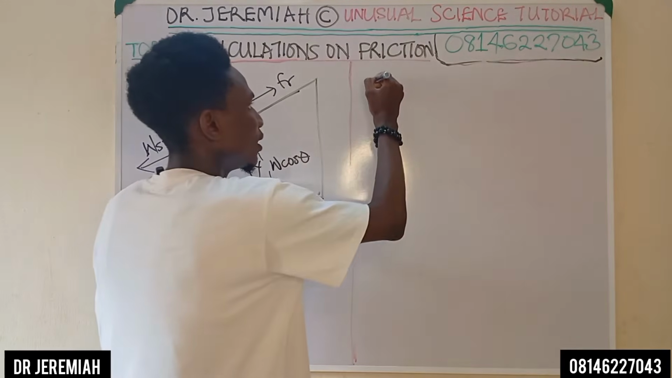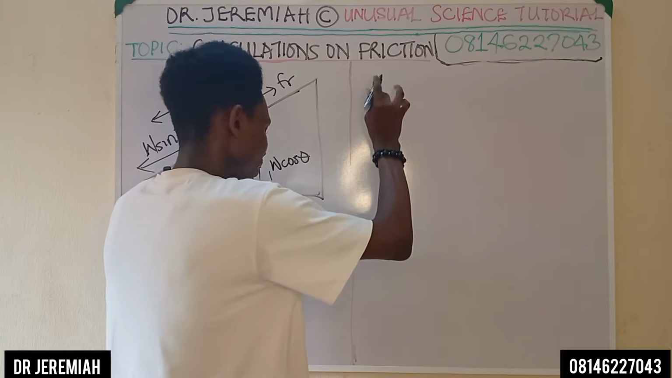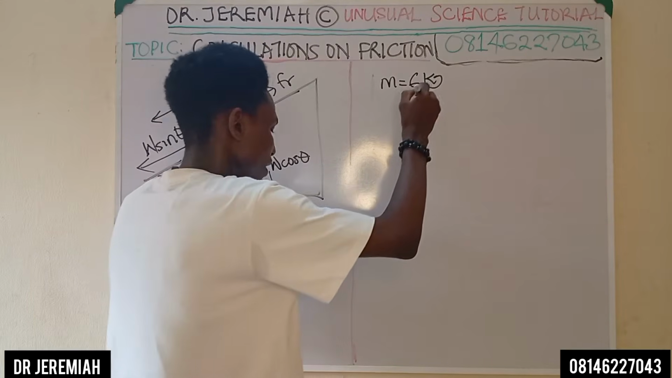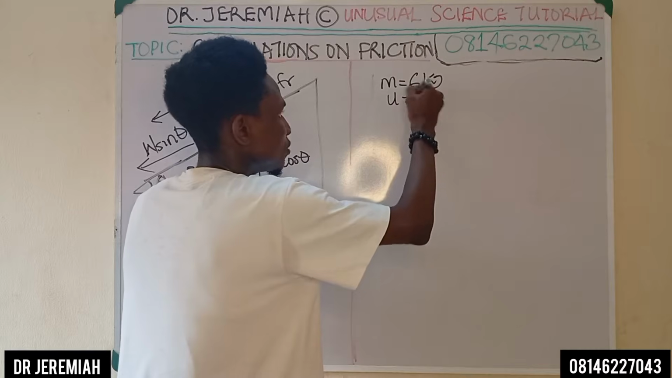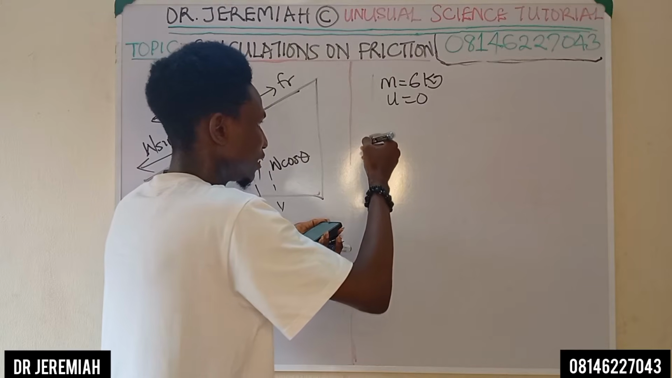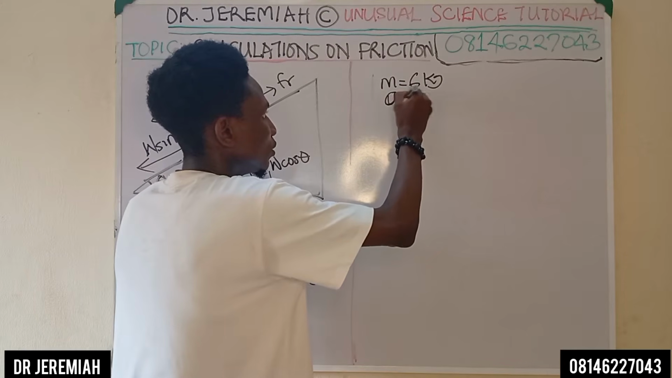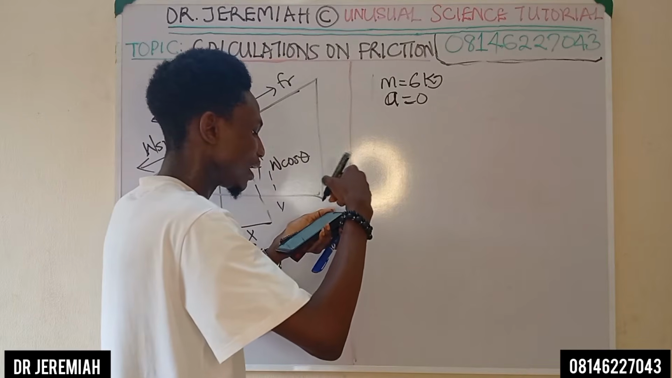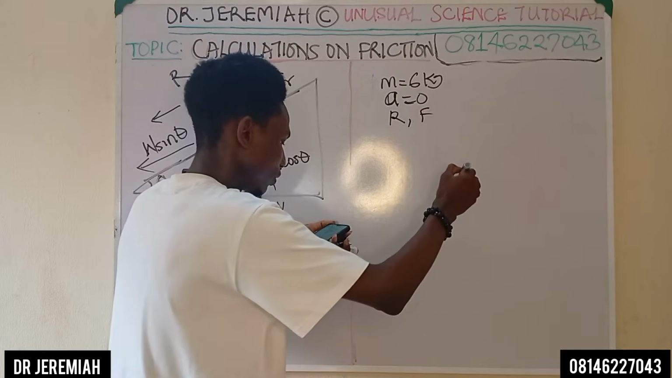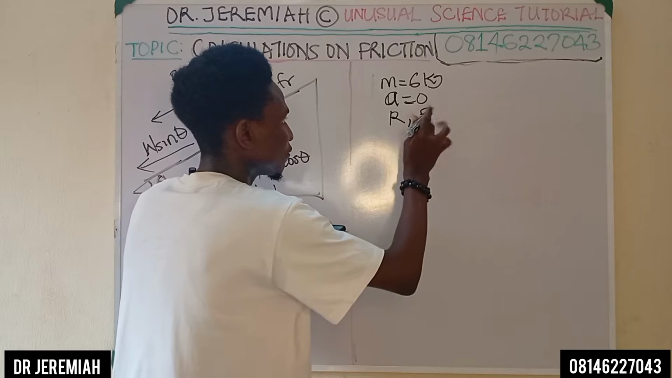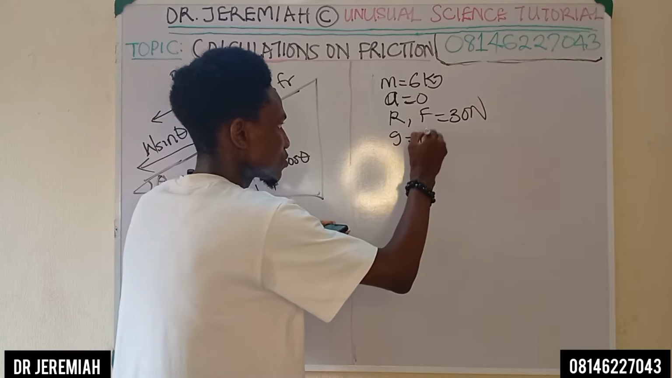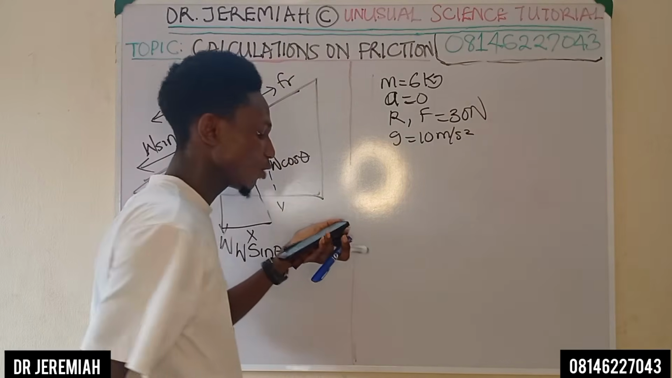Now I thought we'll solve this question very fast. Let's first write our parameters, so we know what to do quickly. 6 kg rests on an inclined plane, so u equals 0 since it's at rest, and a equals 0. The normal reaction is R and the limiting friction is F. They gave us F equals 30 Newton, and g equals 10 meters per second squared. The angle of inclination is what we want.